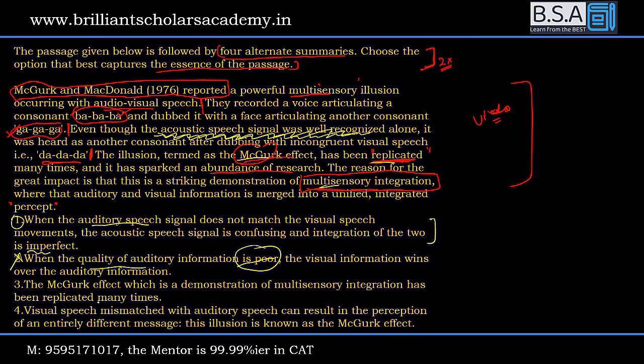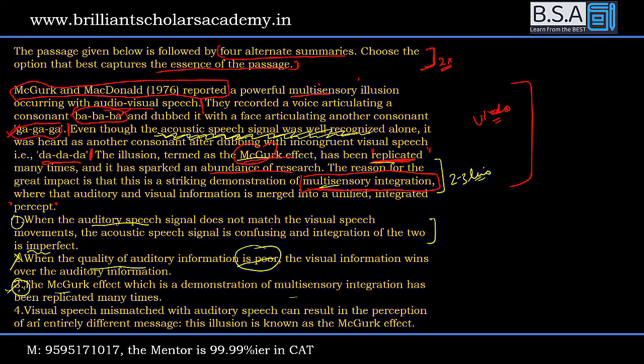The McGurk effect, which is a demonstration of multi-sensory integration, has been replicated many times. C looks like the summary of the last 2 or 3 lines. The name McGurk has been used, yes. It has been repeated many times, yes. But what the effect is, is not given. C is very close to a summary, but it is not the summary. Let us keep that in mind.